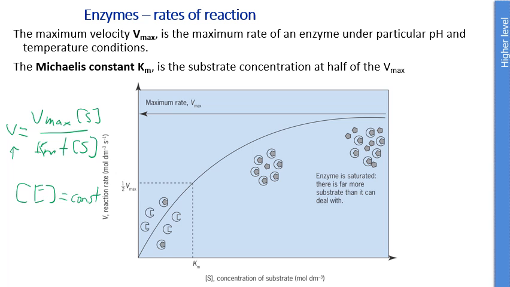So when the substrate concentration is low, Km is going to be way higher than the concentration of the substrate, so Km plus S will equal Km. Therefore V will equal Vmax over Km times the concentration of the substrate, which corresponds to a first order reaction. At low substrate concentration, almost all active sites of the enzyme are available for the substrate molecules, so the reaction rate is proportional to the substrate concentration.